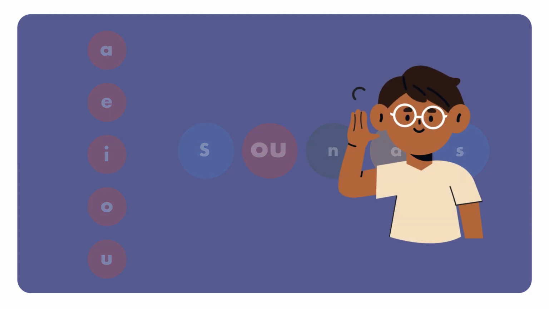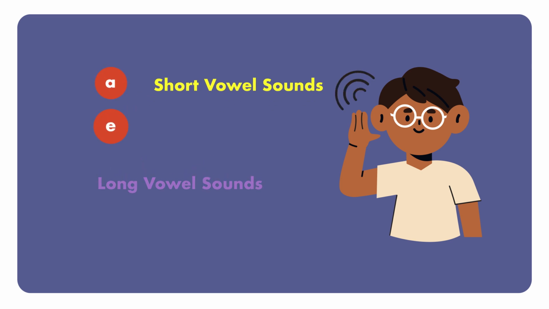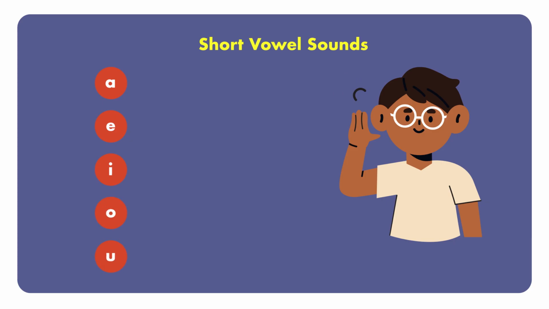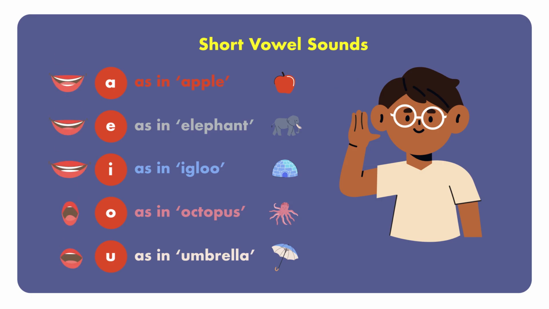So that we can learn spelling strategies, we are going to focus on hearing the difference between the short vowel sound and the long vowel sound, because these 2 sounds often affect the spelling of a word. In this lesson, we will practice hearing the 5 short vowel sounds, which are a as in apple, e as in elephant, i as in igloo, o as in octopus, and u as in umbrella. So, a, e, i, o, u.